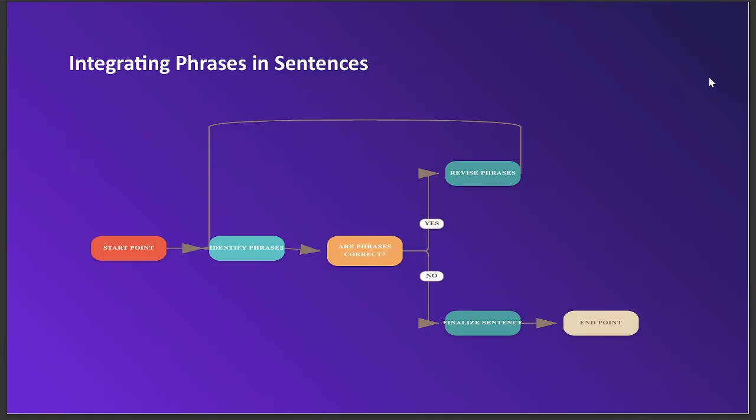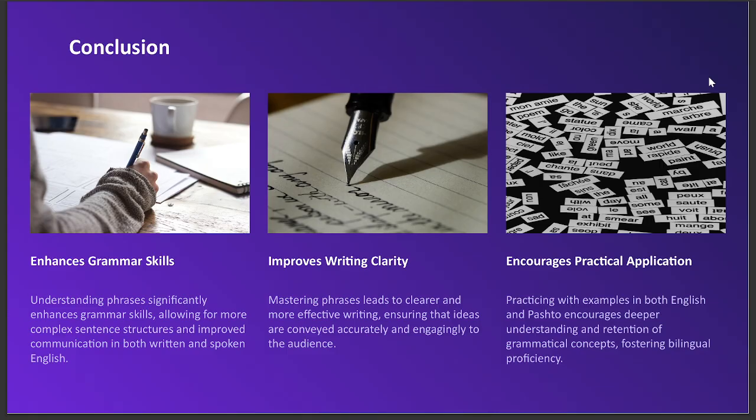Now, integrating phrases in sentence structure, through this you see the illustration or the graph. First, we have to focus on the start point. Identify the phrases. Identifying the phrases, look for whether the phrases are correct. Revise the phrases: if yes, then give a revision to the phrases. If the phrases are not correct, then finalize the sentence and then bring it back to the end point. So this is a step by step. We can do the pictography that gives you an element on how to move forward with the phrases and their structure and complete meaning.